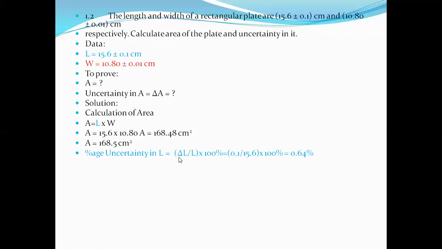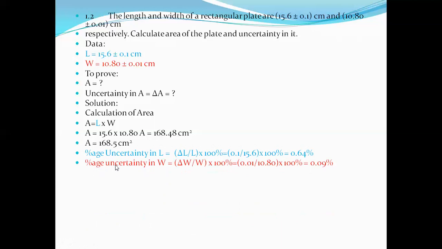We divide the uncertain part, which is delta L, by the certain part, which is L. So what was the value of L? It was 15.6. And what was the uncertain part? It was 0.1 centimeter. So we divide 0.1, the uncertain part, by the certain part, 15.6, and multiply by 100%. What do we get? 0.64%. This is the uncertainty in length.